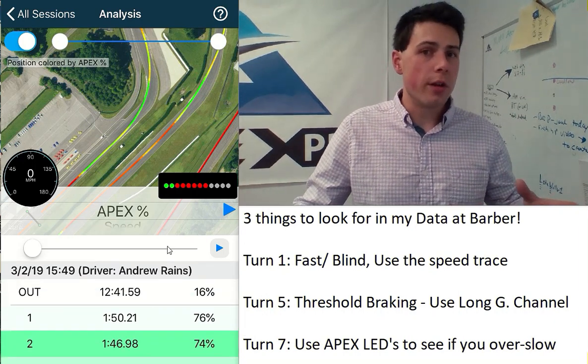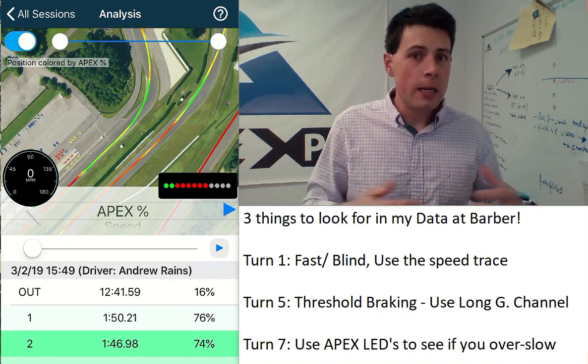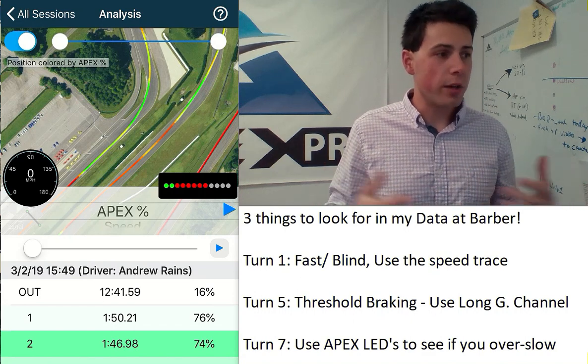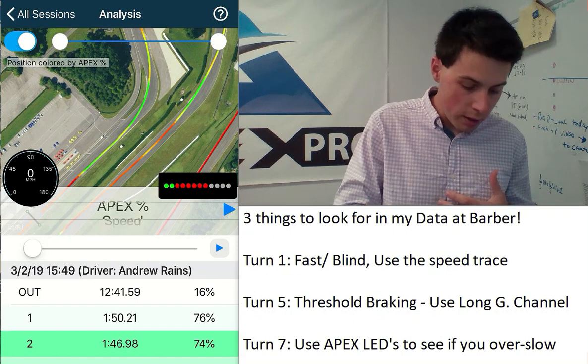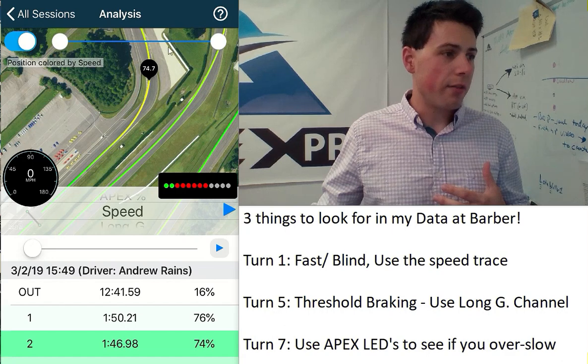I'm going to look at the speed trace to analyze turn 1. What I want to know is, can I carry more speed? Is the shape of my speed trace the right shape? I want to avoid a V-shaped speed trace in turn 1 because it's a high-speed corner. So I can toggle to speed here, and I can see what kind of speed I'm seeing at the apex. About 75 miles an hour.